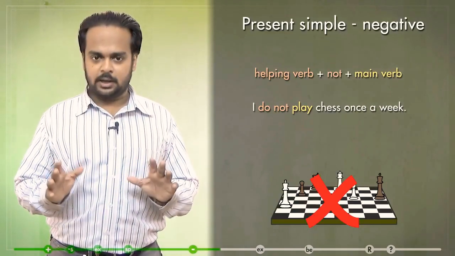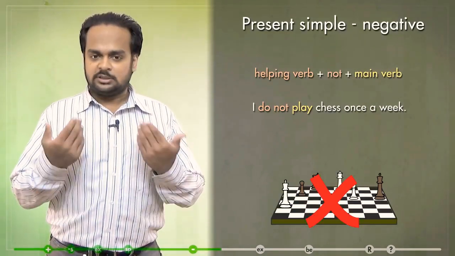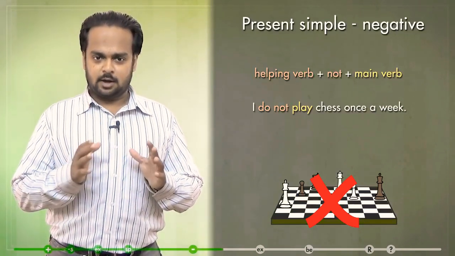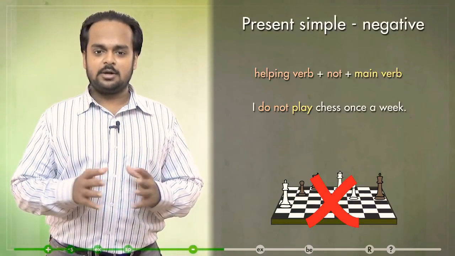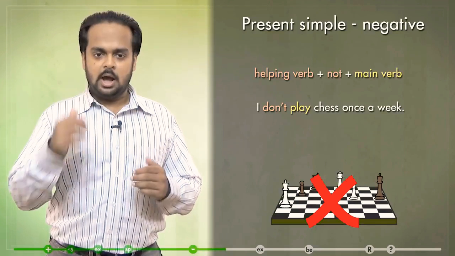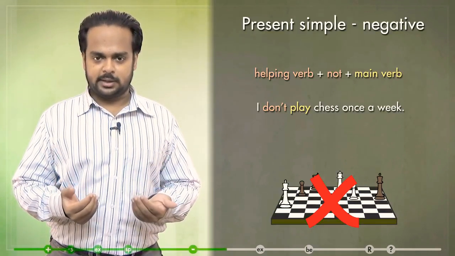So, I do not play chess once a week. When we speak, this might sound very mechanical, like a robot. I do not play chess. To sound more natural, we usually shorten do not to don't. So, I don't play chess once a week.